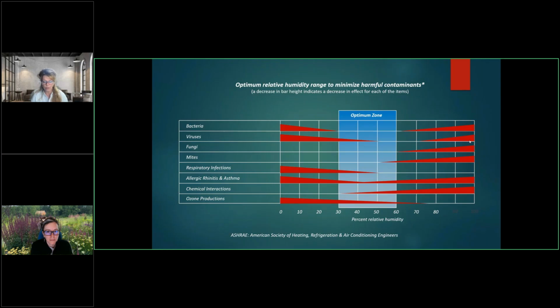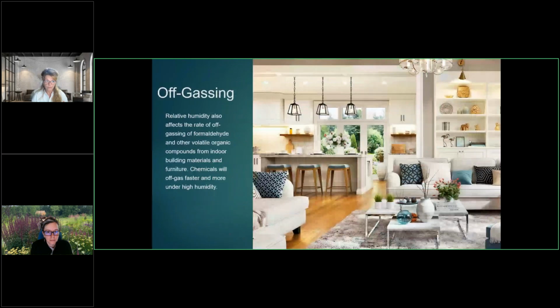But we don't want to go too high either. So 50 really is for health. So off gassing, most people don't know that the higher the relative humidity in the home, the quicker and at higher rates the materials that you bring into the home are going to off gas.